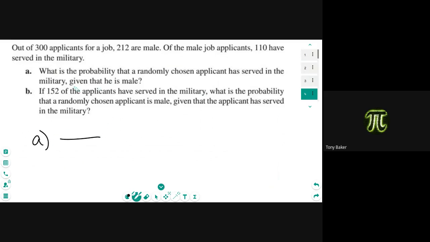So given that they're male, there's 212 that are male. That's the total that I'm looking at, the bottom. On the top, there's 110 males that served in the military. So it's 110 out of 212. The given that's male is how many males there were in the job applicant pool, and the top number is how many of those were in the military.